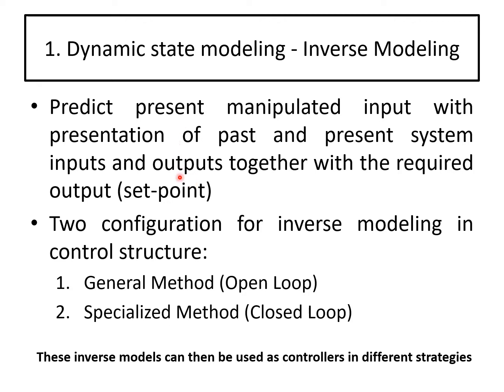For inverse modeling, we have two configurations. One is the open loop, or the general method in the terminology of neural network methods, and the other is the specialized method, basically the closed loop in our control or modeling strategy. In the neural network literature they call it the general method or the specialized method. Basically this inverse model can then be used as controllers for different strategies. Depending on what strategy you use, we can put in the inverse model as and when necessary.